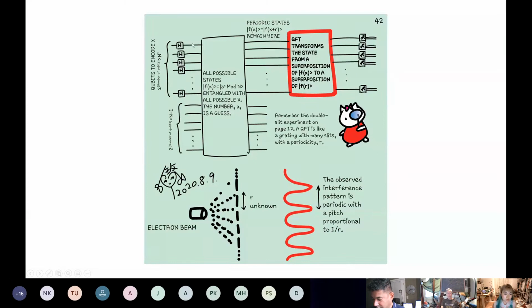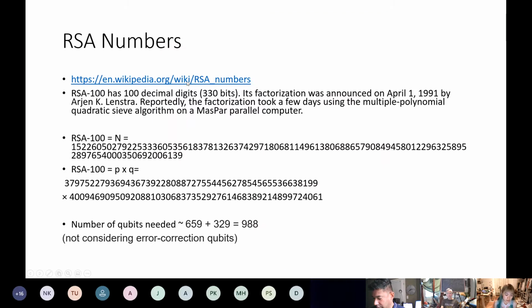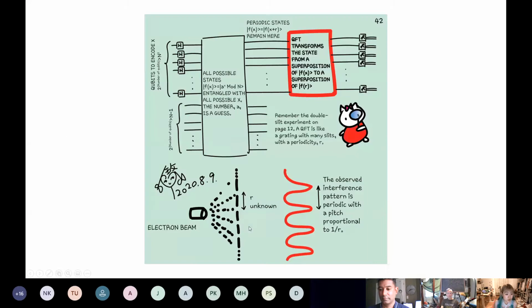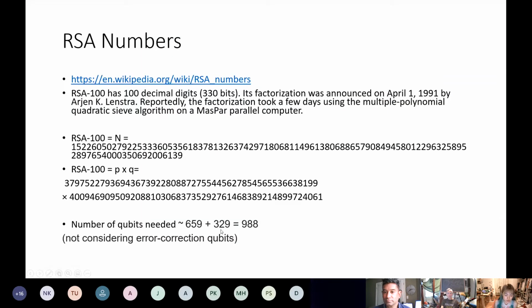So if you want to encode the number of qubits to represent your input qubits, then you need 2 to the number of qubits to be larger than n squared, and that gives us 659. And then you also need some output qubits, where 2 to the number of qubits must be larger than n minus 1. So that's 329. In total it's about 1,000. But this is not even considering any error correction.